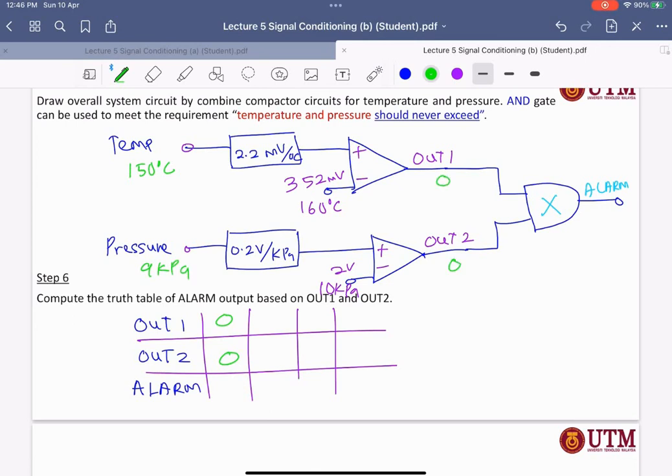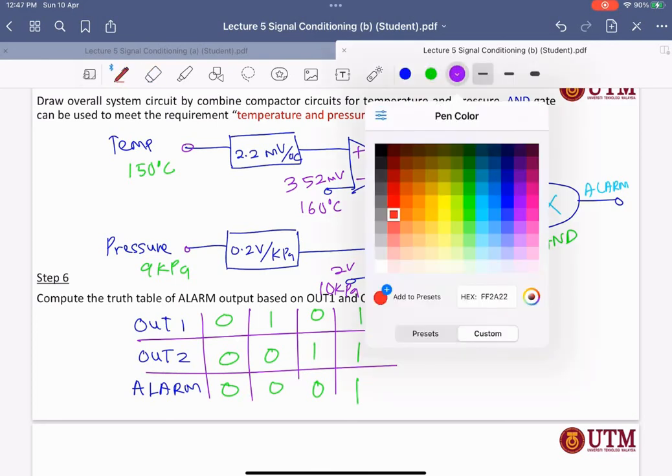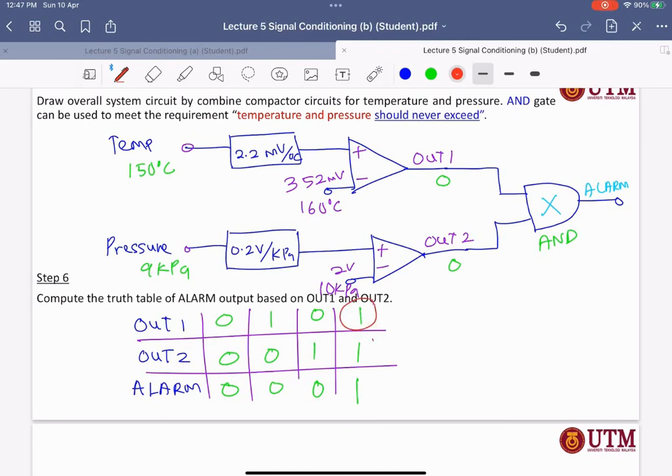So what will happen to the alarm when you put the AND gate here? You just need to multiply. 0 times 0 will be 0. Maybe output 1 you got a 1 and output 2 is 0, so 1 times 0 is 0. 0, 1 will be 0 and 1, 1 will be 1. So 1, 1 means you have met the question requirement, that both temperature and pressure cannot exceed the reference value. That's why you use AND.